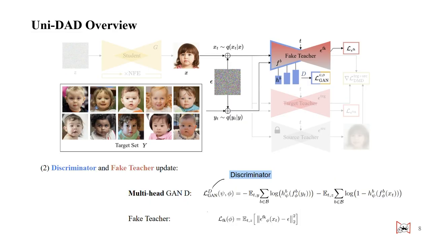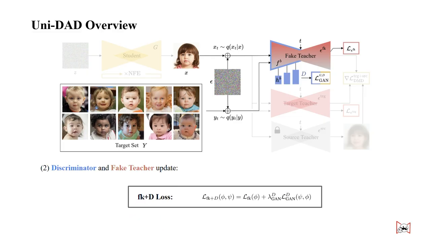In the second stage, we update the discriminator and the fake teacher. The discriminator is updated via a multi-head GAN discriminator loss, and the fake teacher is updated via an MSE loss to track the ever-changing outputs of the few-step students. These two models are updated via a weighted average of their losses.